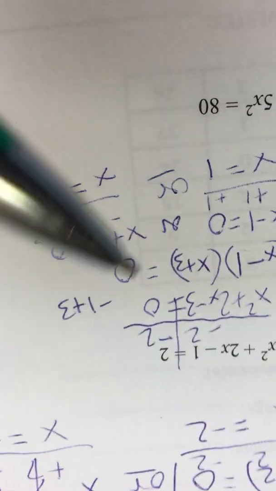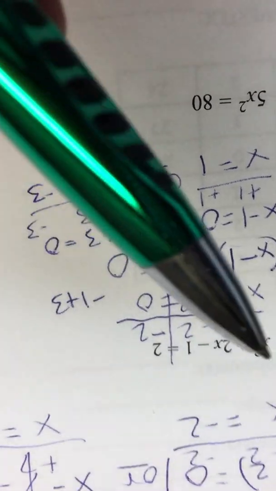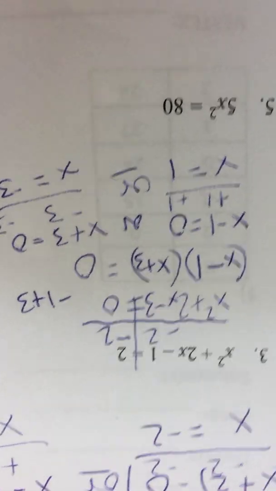You could plug in 1 and 1 here in the x's and do it, and you would equal 2, or you could plug in negative 3 and negative 3 and do the math, and it also equals 2.